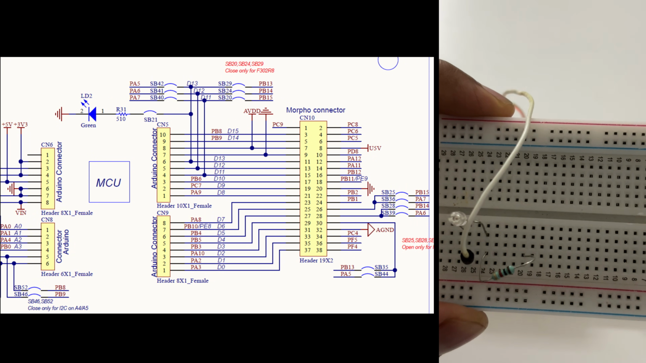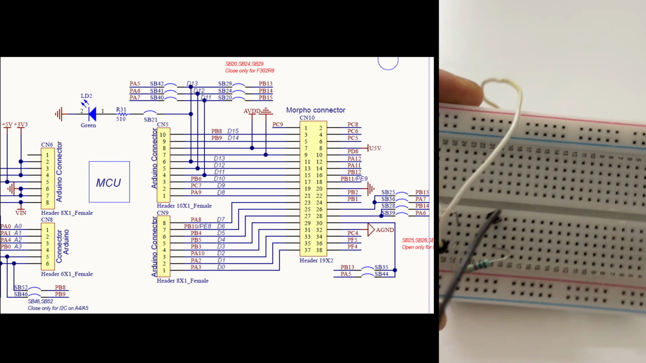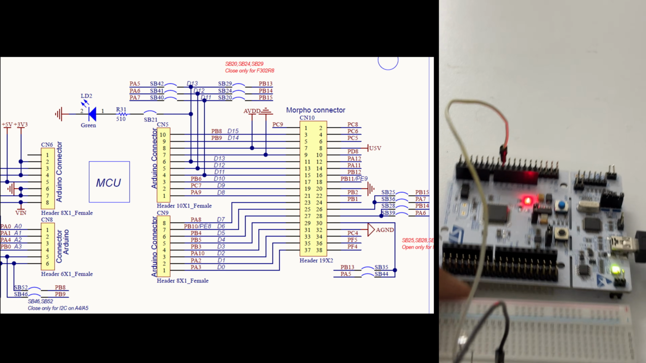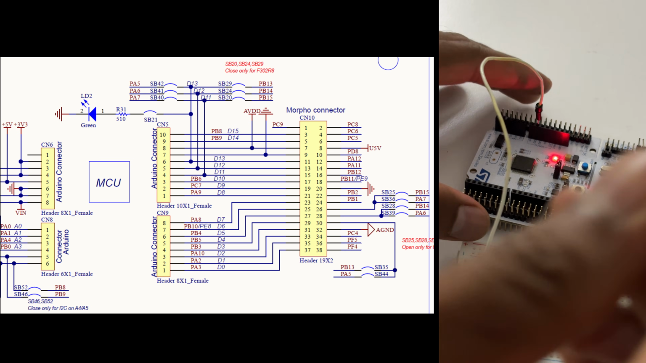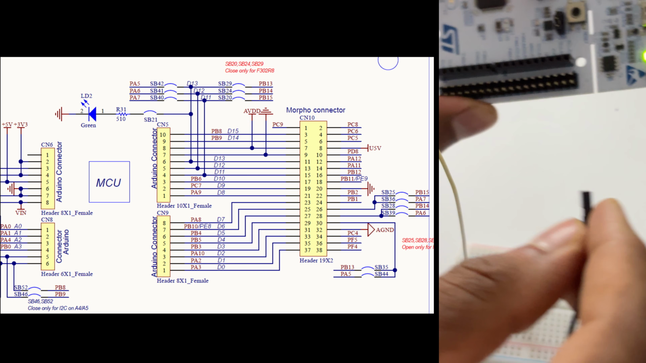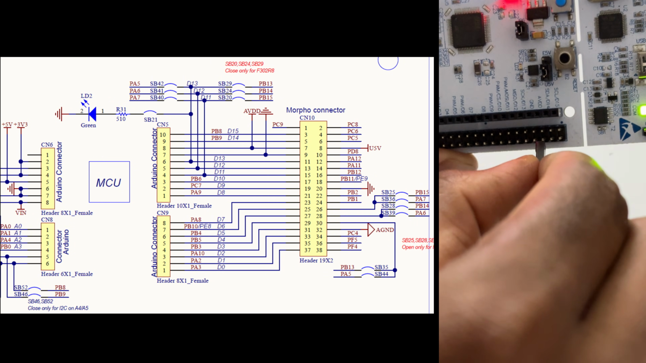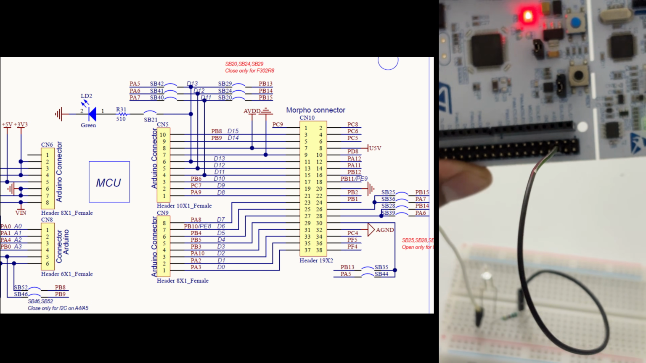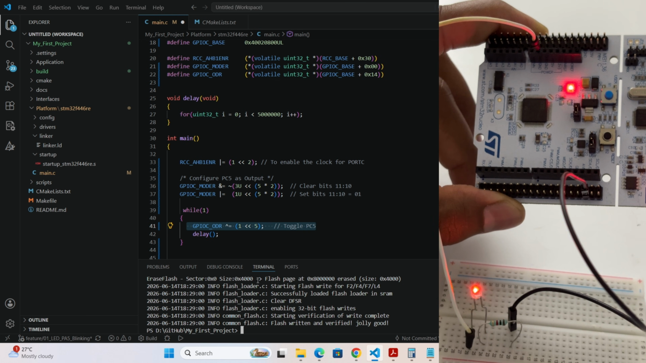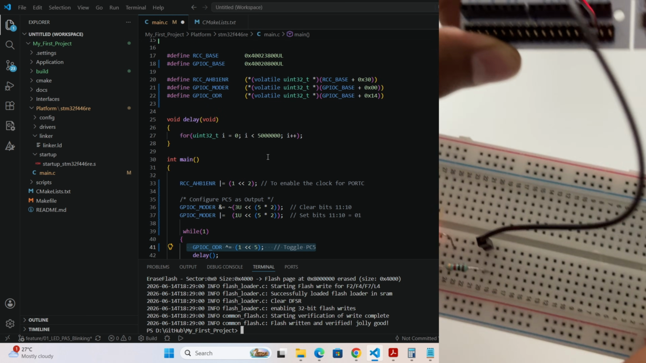So I have connected the negative to the LED pin, and the positive, after connecting the resistor, this positive line should come to the PC5 output pin in the STM32 board, which is the third pin in the connector. So I will connect it to the third pin. Okay, now we will flash the software into the controller. Now you can see there is an LED blinking through whatever code we have written.